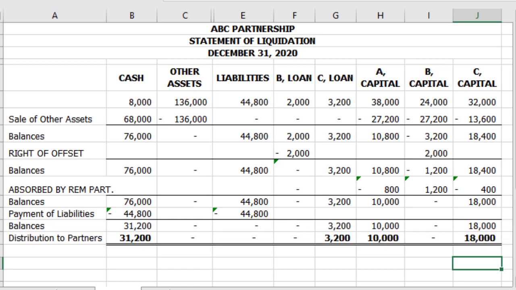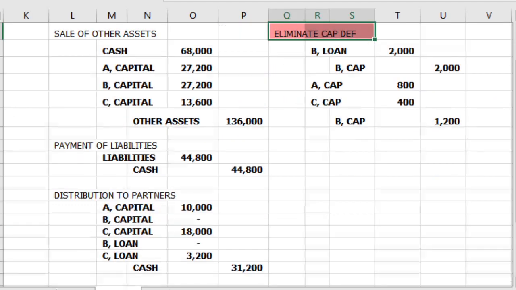Now, balik tayo dun sa ating journal entries. Now, to eliminate the capital deficiency, ito na yung entry natin. B loan of 2,000, right of offset, and then we credit B capital, and then yung pag-absorb ng remaining partners sa sobrang deficiency ni capital ni partner B, 800 and 400, and so on. Itong payment of liabilities and the distribution to partners.